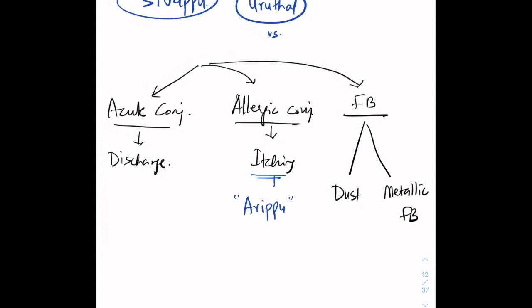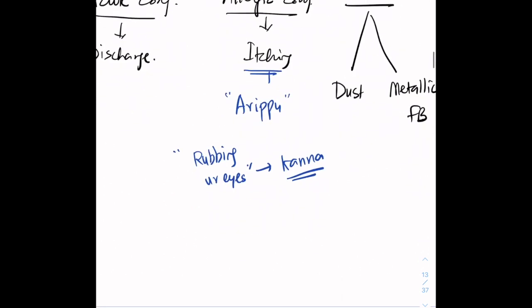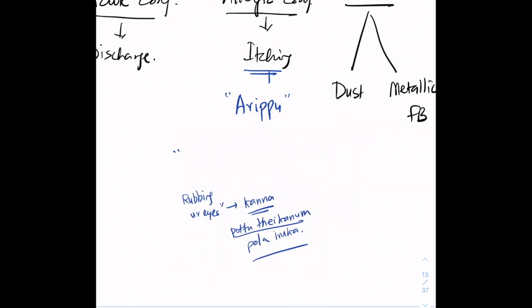Aripu means to itch. Another more practical term is kanna potu tekanum pola irukka. I know it's a very big word, but just know that. Do you feel like rubbing your eyes? Kan means the eye. Kanna potu tekanum pola irukka means do you feel like rubbing your eyes? That is what it is. It's just an alternative, but aripu should do fine.